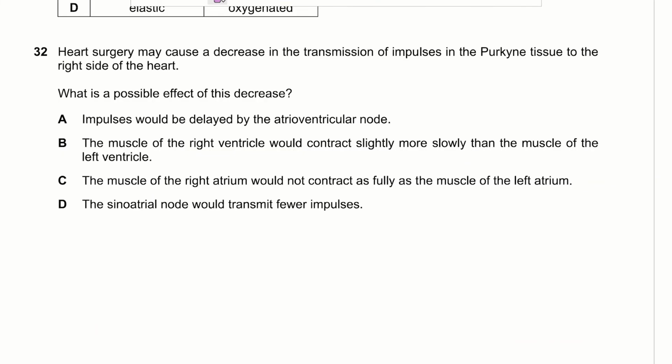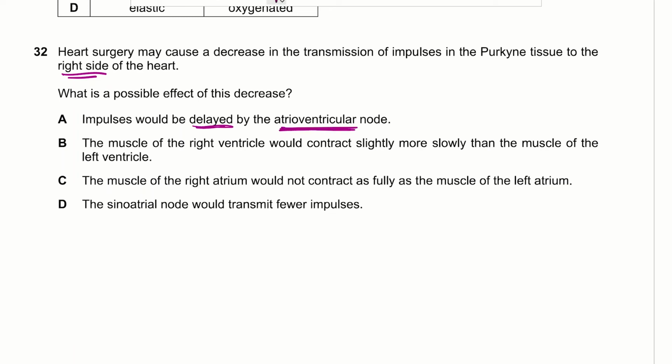Heart surgery may cause a decrease in the transmission of impulses in the Purkinje tissue to the right side of the heart. What is a possible effect of this decrease? Now let's see the suggestions that we have here. A. Impulses would be delayed by the atrioventricular node.